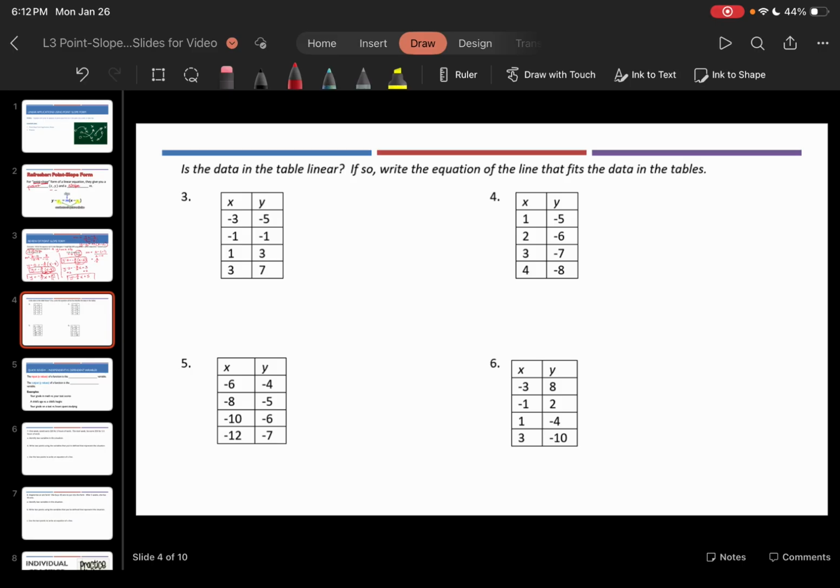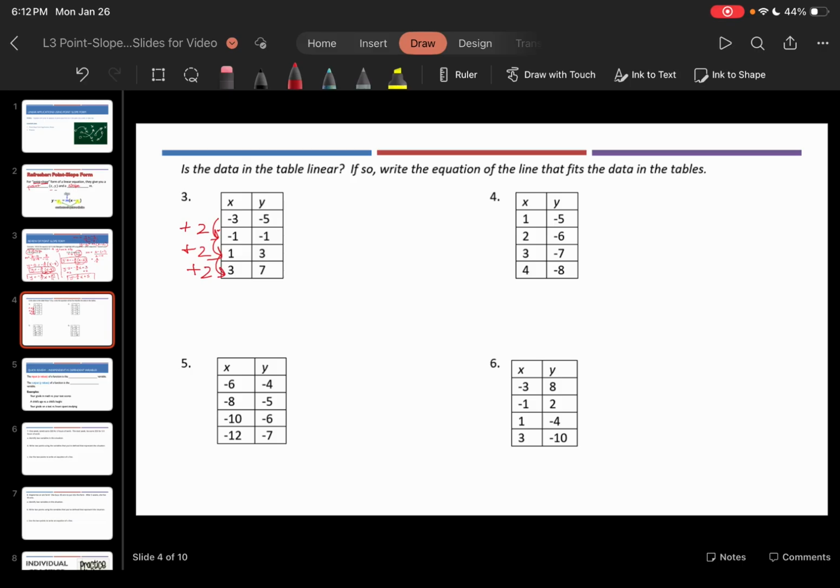So let me look at the x's here. From negative 3, and I'm on number 3 here. From negative 3 to negative 1, I'm adding 2. From negative 1 to 1, I'm adding 2. And from here to here, I'm adding 2 as well, right? So that's good. I'm really focused. The pattern in the x's should always be adding or subtracting the same number every time.